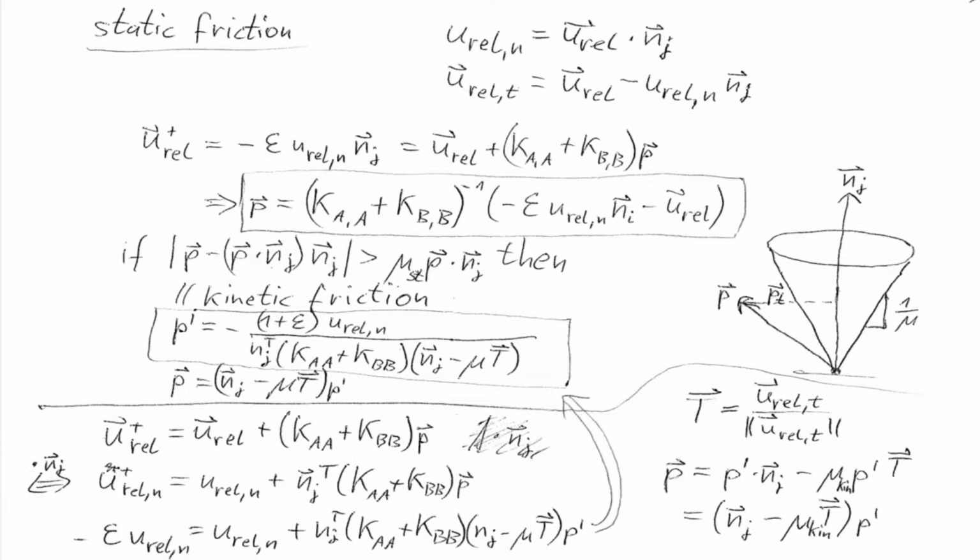So what we have to test is if this impulse is outside the so-called friction cone. So let me make a little drawing. So suppose this is our contact with the contact normal, and we have some impulse P for static friction. Then we need to look at the tangential component of P and check whether it's inside the friction cone.